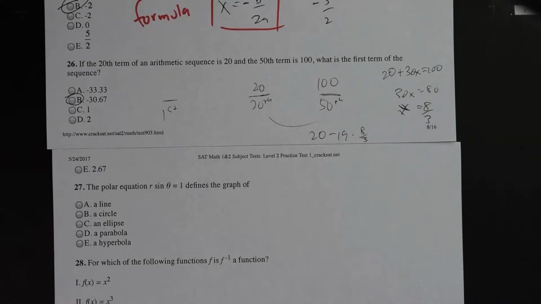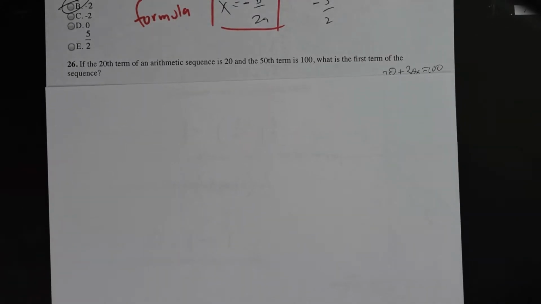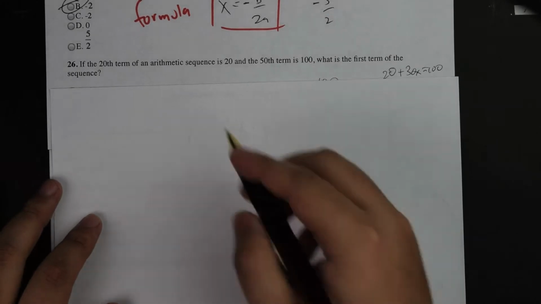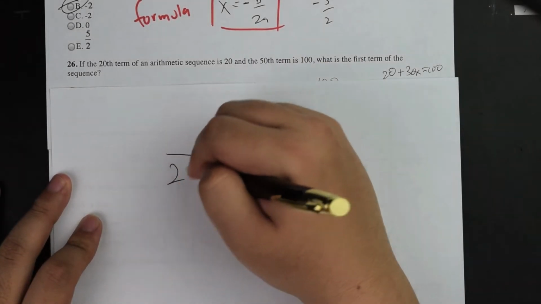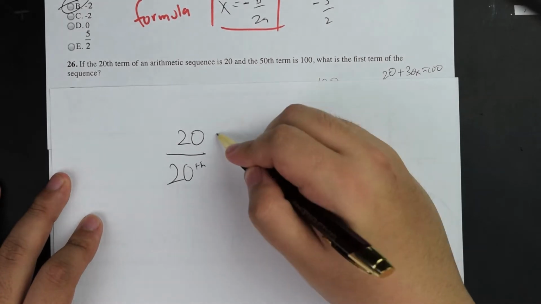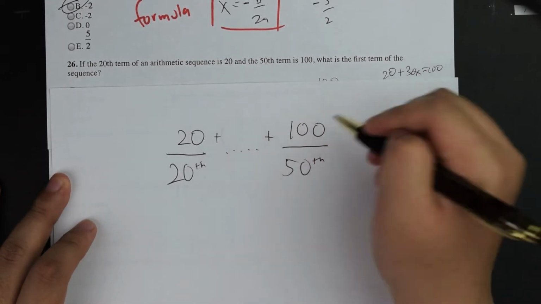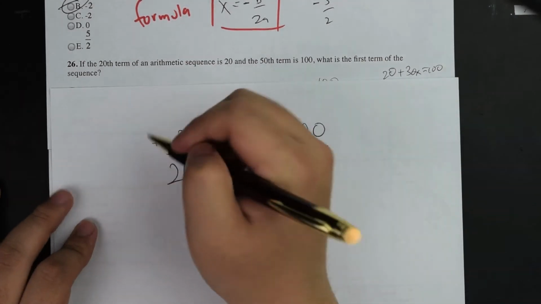When I was doing number 26, for example, the way I did it was that I imagined it as if there were certain platforms. It states that if the 20th term, so I'm going to write 20th term right here, is 20, and then it keeps adding, and on the 50th term it's going to be 100, and then below, they're asking for the first term.